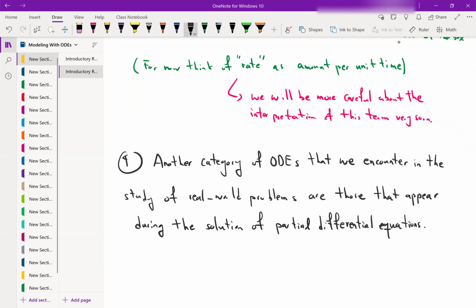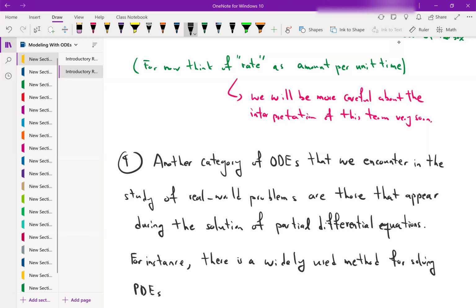For instance, let me be more specific. For instance, there is a widely used method for solving partial differential equations, for solving PDEs.